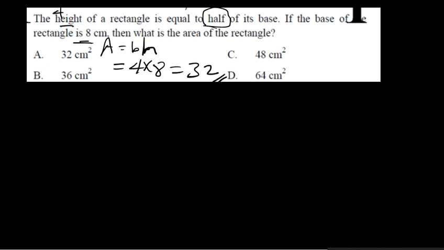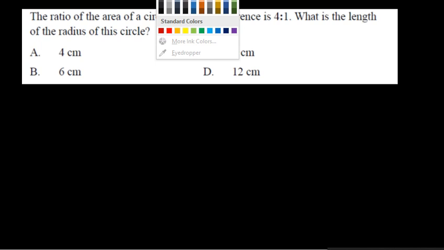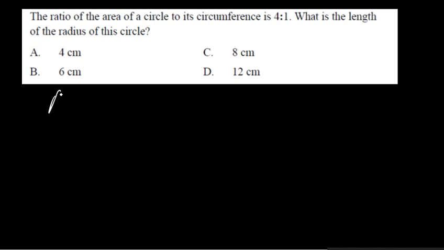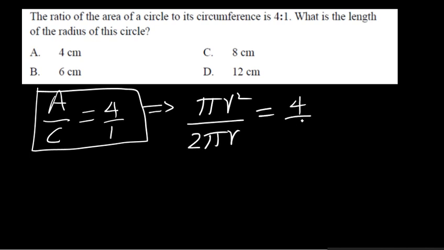Next. The next question says, the ratio of the area of a circle to its circumference, area to circumference, is given to you as 4 to 1, meaning 4 over 1. But we know the area of a circle is pi r square and the circumference of a circle is 2 pi r.